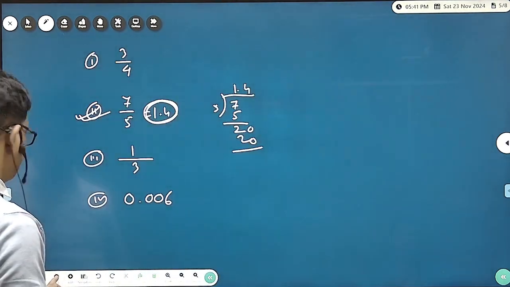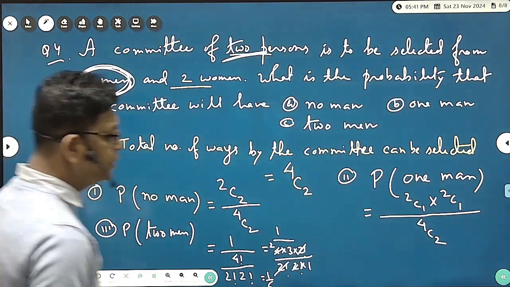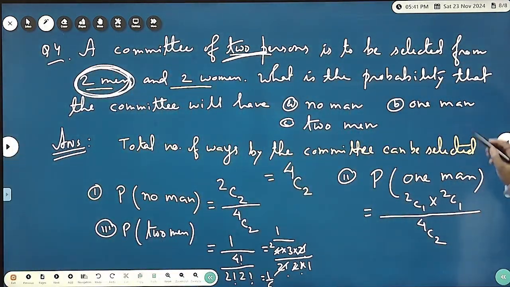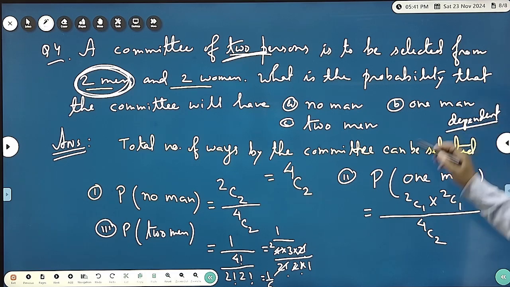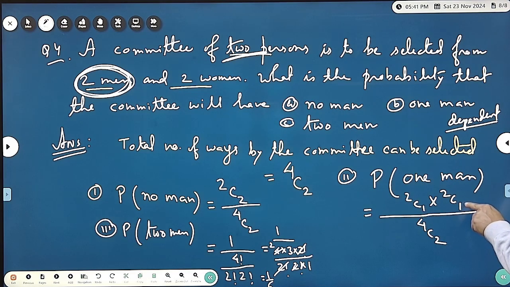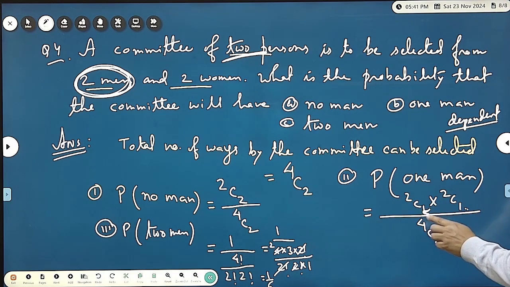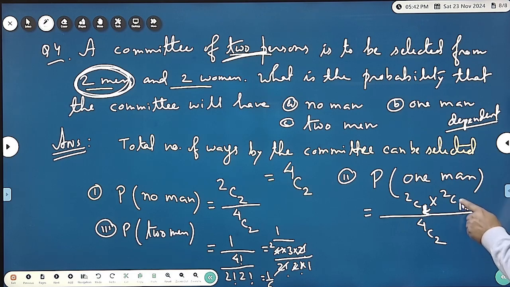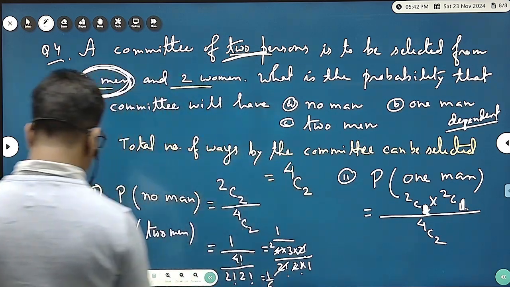When dependent, we have to multiply. Now, how to understand dependent? This situation is a dependent situation. How can you understand dependent? Because as I have taken 1 man, how many women do I need to take more? This number is dependent on that. If I take one man, can I take 3 women here? No. This one woman is dependent on 1 man. Why? Because altogether, how many people should be there? So here the second situation is depending on the first situation.